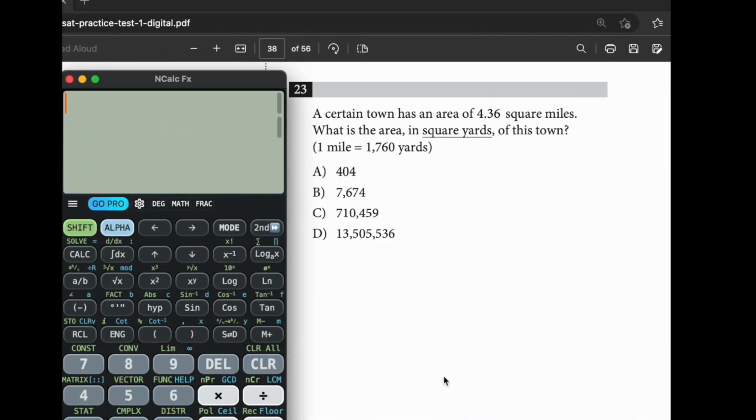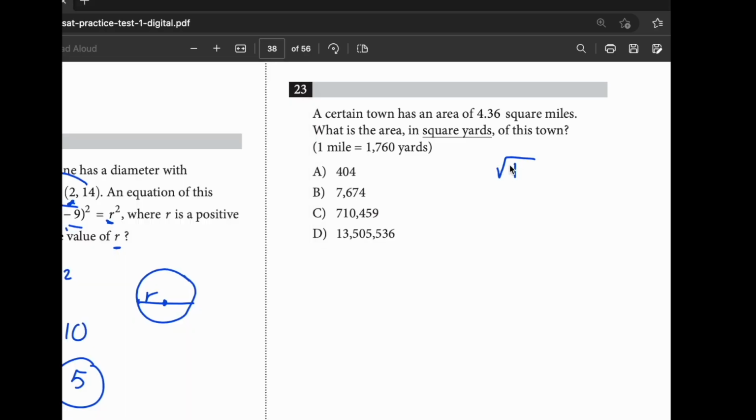A certain town has an area of 4.36 square miles. What is the area in square yards of the town, such that 1 mile equals 1,760 yards? First of all, you have the area in square miles, so you can find the side length. As you know, we have a square, so the area is side times side. How can we find the side length? It will be radical 4.36. Okay, so this is the side length.